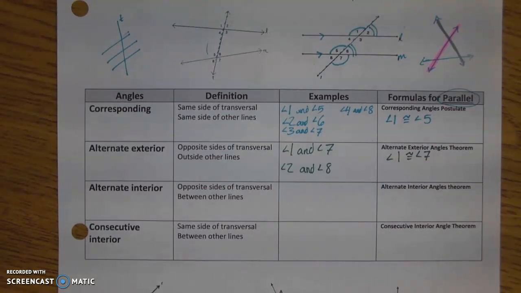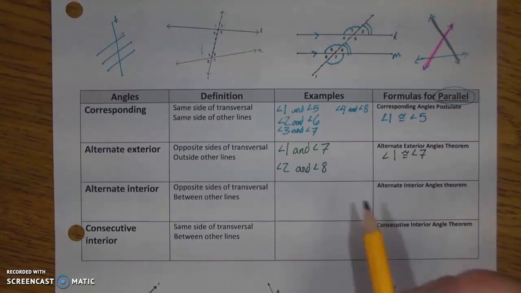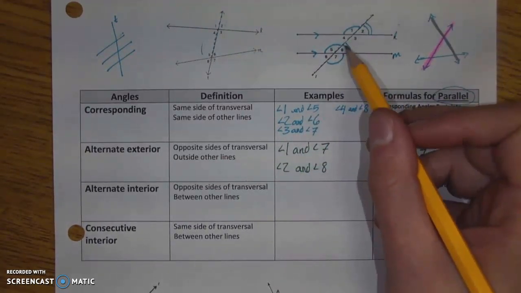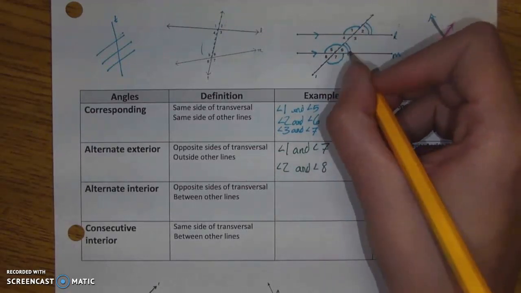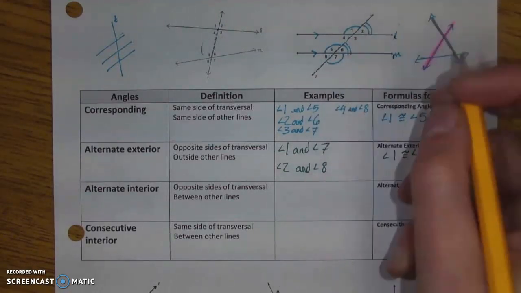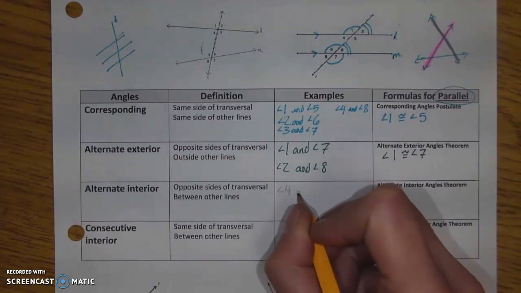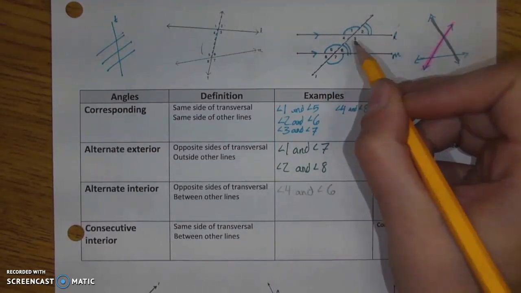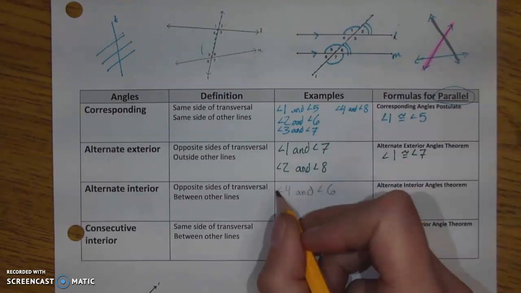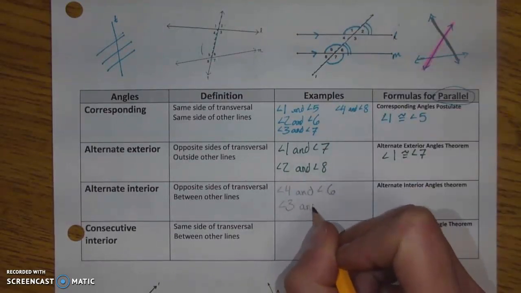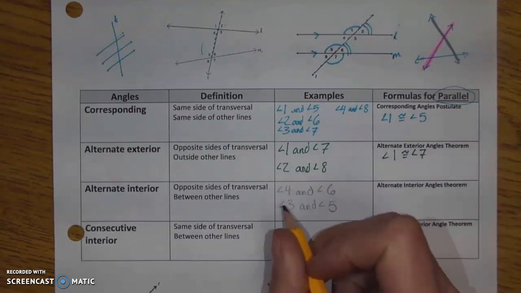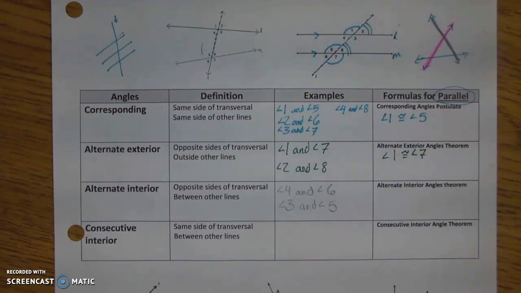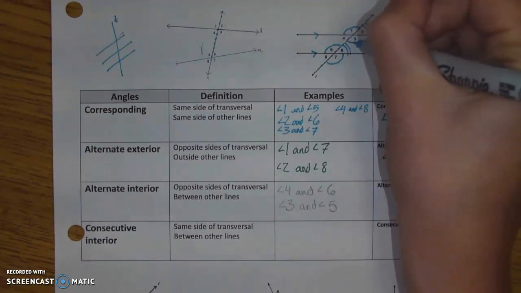For our next one, we're talking about the alternate interior angles, and this is very similar to the one above. We're talking about the angles on the inside of these lines and on opposite sides of the transversal. So that gives us angles 4 and 6, alternate interior, and angles 3 and 5. Just like before, you can kind of look at and see how these would, in the end, be equal.